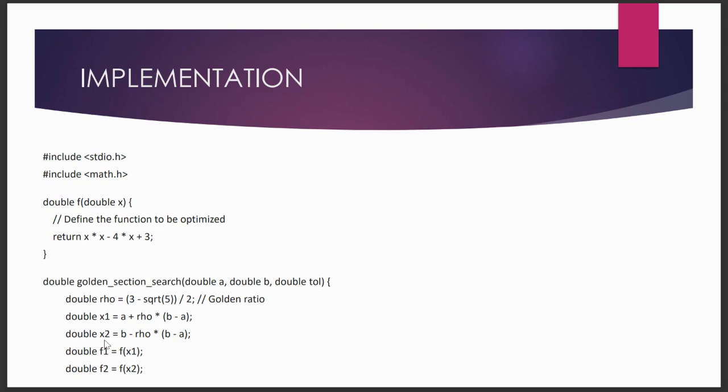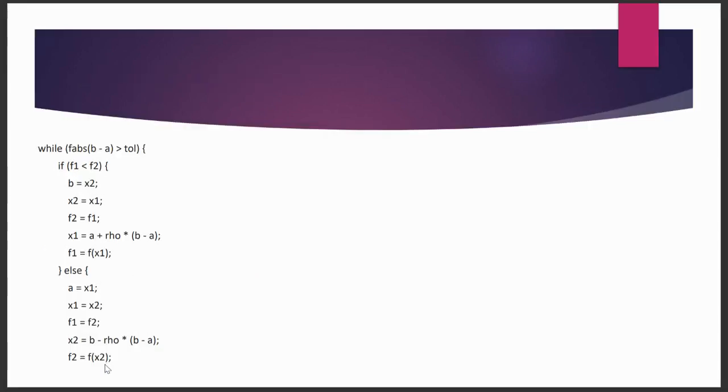Initializing x1 and x2, and after that we are going to evaluate f of x1 and f of x2 and store them in f1 and f2. So the same two conditions that we have discussed, minimizing the interval according to the values obtained from f of x1 and f of x2. So you can see the comparison and then the process.